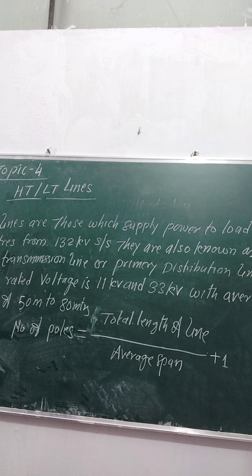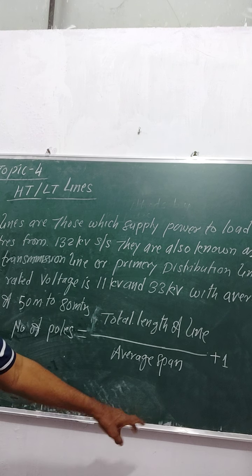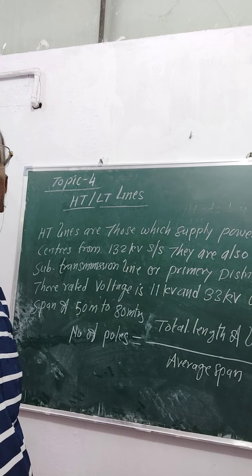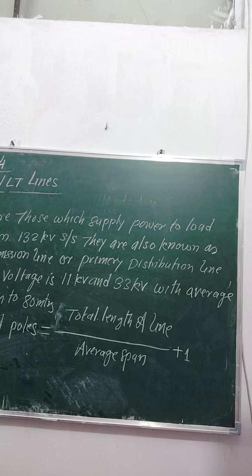The HT lines are those which supply power to load centers from 132 kV substation. They are also known as sub-transmission line or primary distribution line. Their rated voltage is 11 kV and 33 kV with average span of 50 meters to 80 meters. The number of poles required in a line when we prepare an estimate is given by the total length of the line divided by average span plus 1. So this is the basic definition of HT line. You can read it properly.